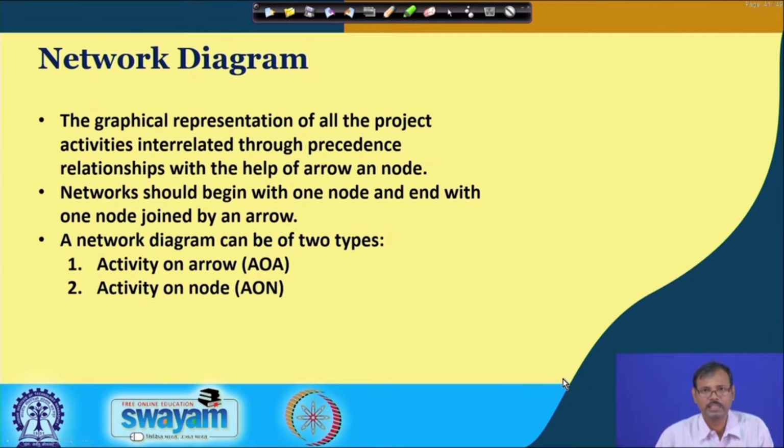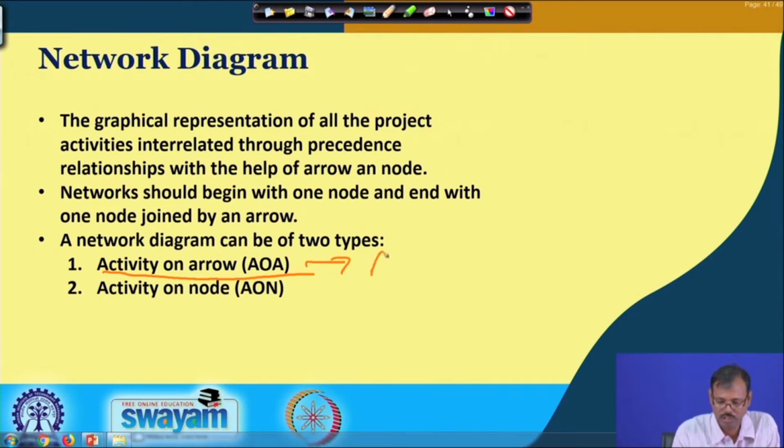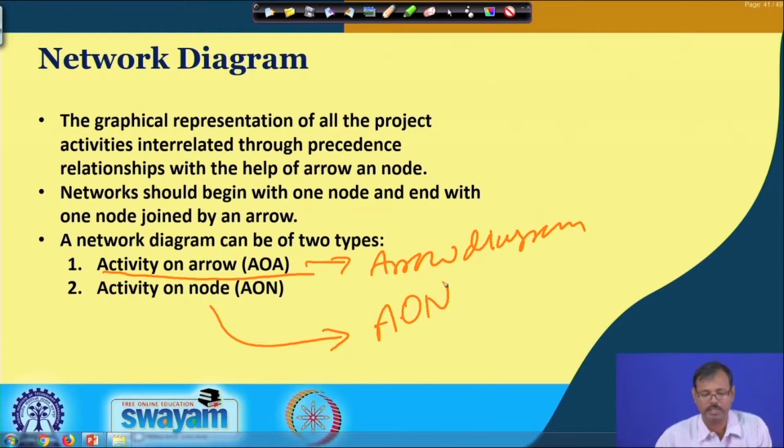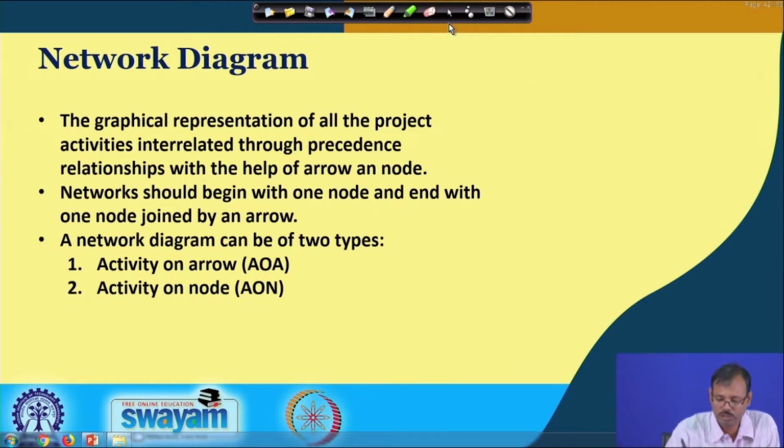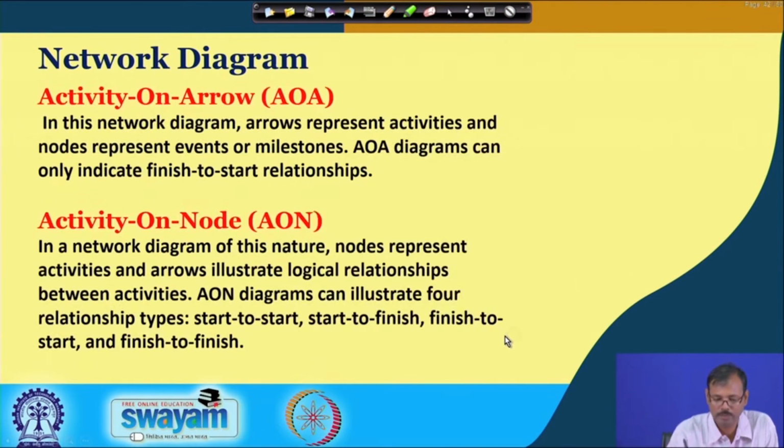So, network diagrams are basically classified into two types. One is the activity on arrow, or arrow diagram, or the activity on node diagram, or AON diagram. Basically the presentation is different in the arrow diagram and the AON diagram. Let us look deeper into this.